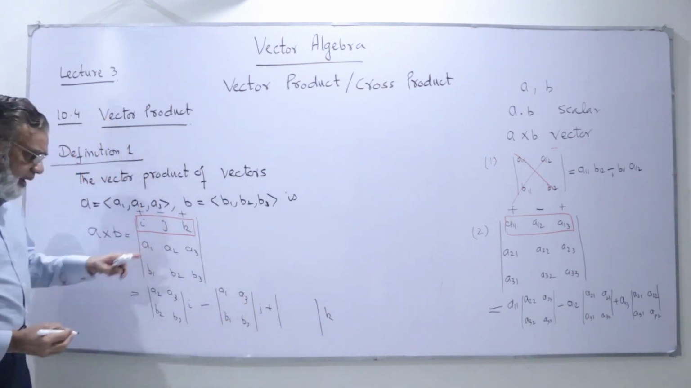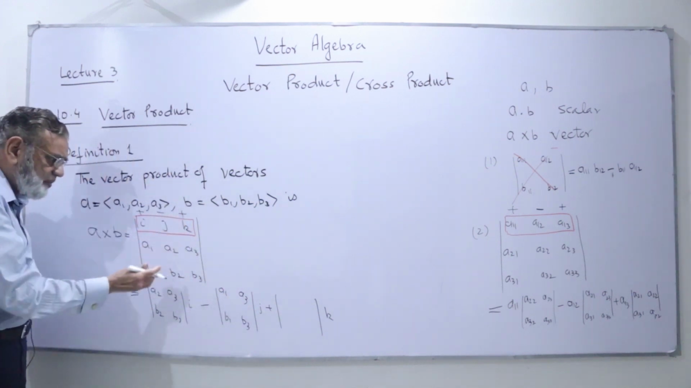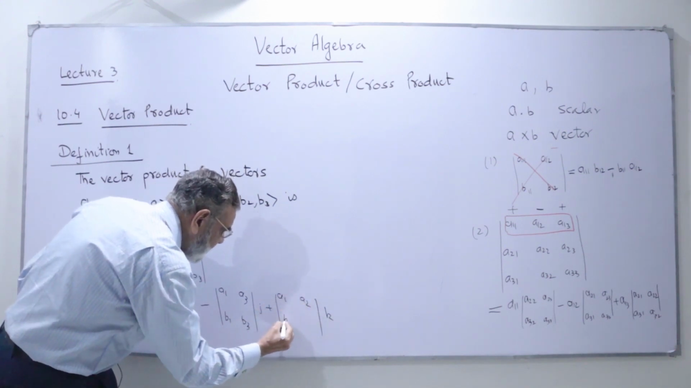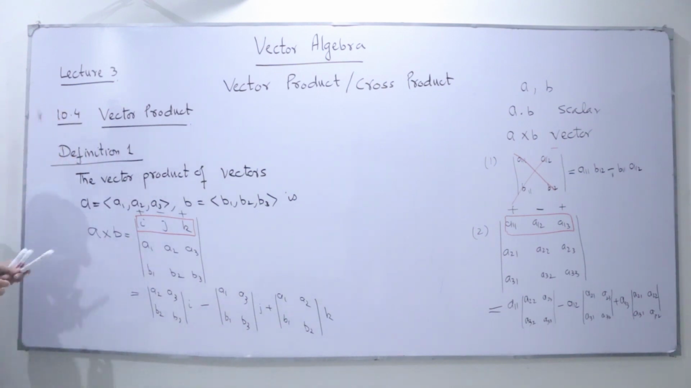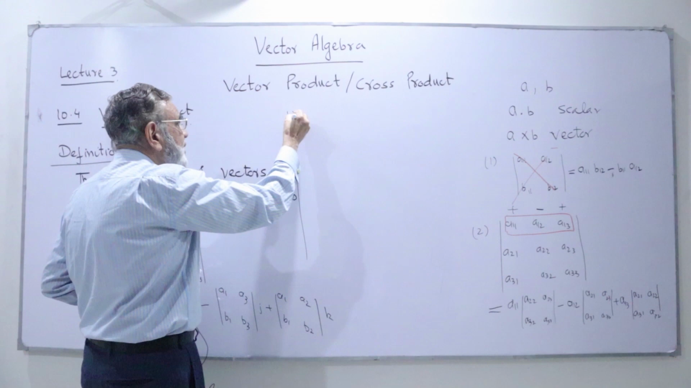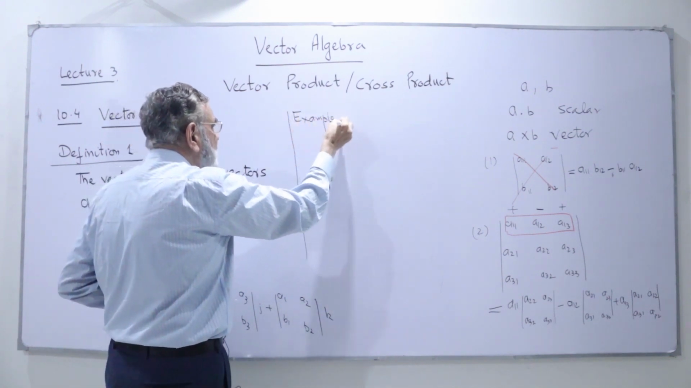And with K, again we are removing this column and this row. We get A1, A2, B1, B2. So this gives me the value of the product A cross B, and this is a vector. I will explain with the help of an example how we can find the vector when we have two vectors and multiply them as a cross product.